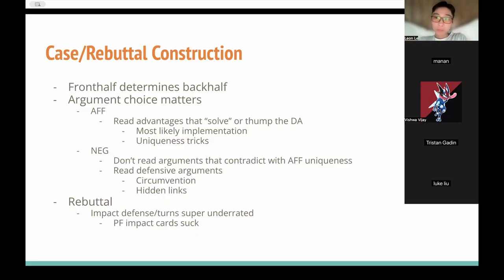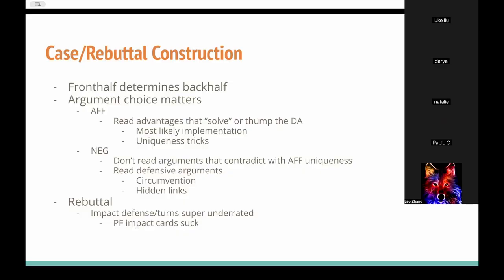On the negative, you should try not to read arguments that contradict with AF uniqueness. For example, if someone reads an AF that says Russia war is inevitable, you probably shouldn't say that the plan caused Russia war, because you would just instantly lose uniqueness essentially.